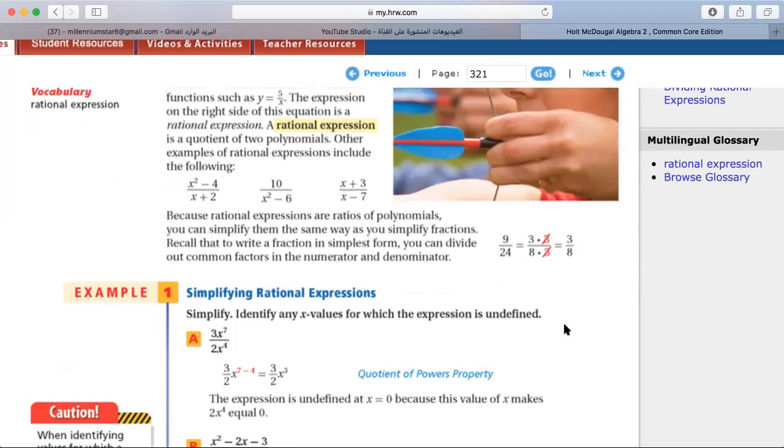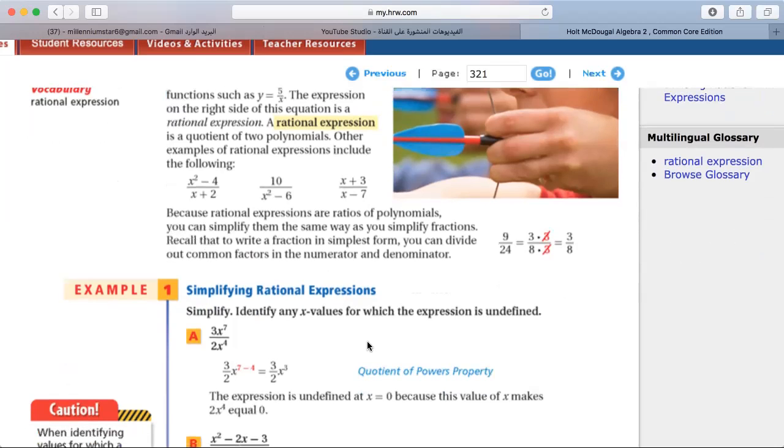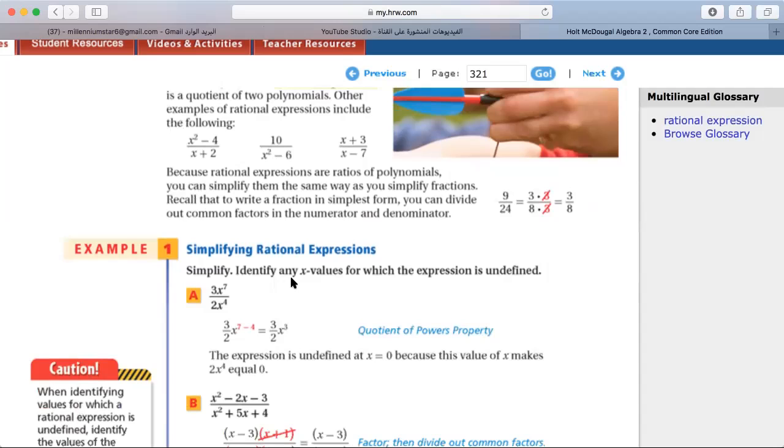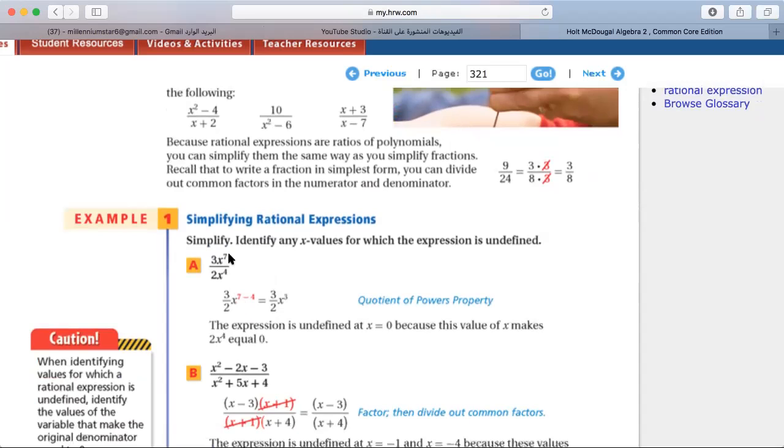Like simplifying fractions, to simplify rational expressions, simplify and identify any x values for which the expression is undefined, like 3x to the power 7 over 2x to the power 4.